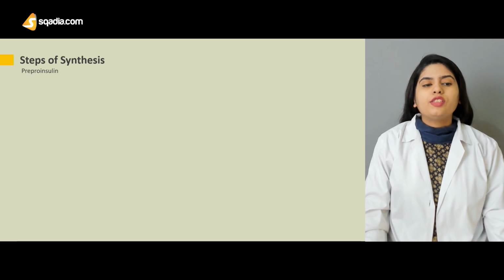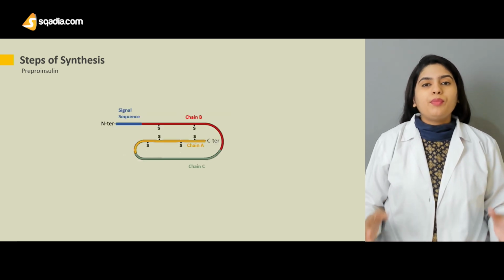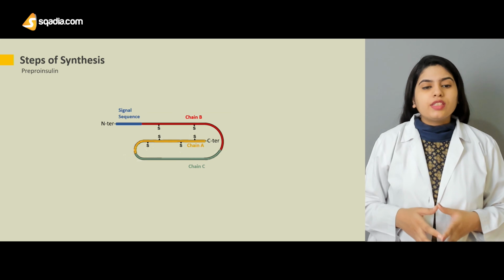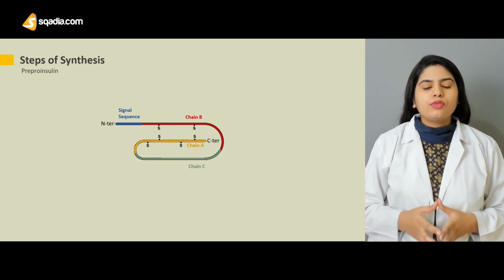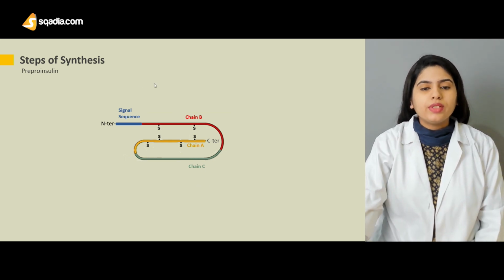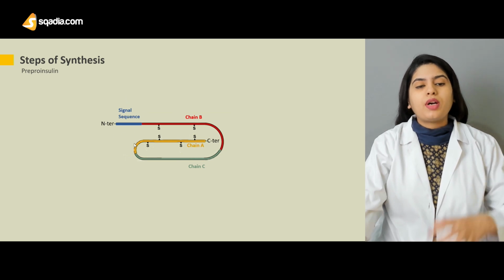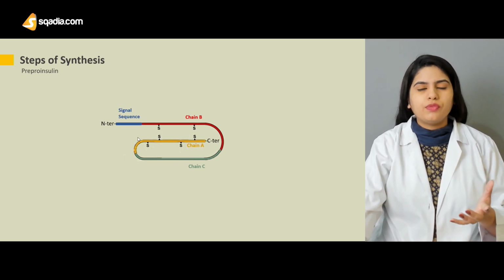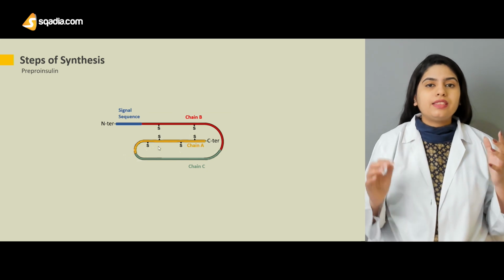First of all, there is the production of the preproinsulin. Now, this preproinsulin, as you can see, this is the structure of the preproinsulin that consists of chain A, chain B, and chain C. And now, this is the additional part that we have not discussed before. This is a signal sequence.